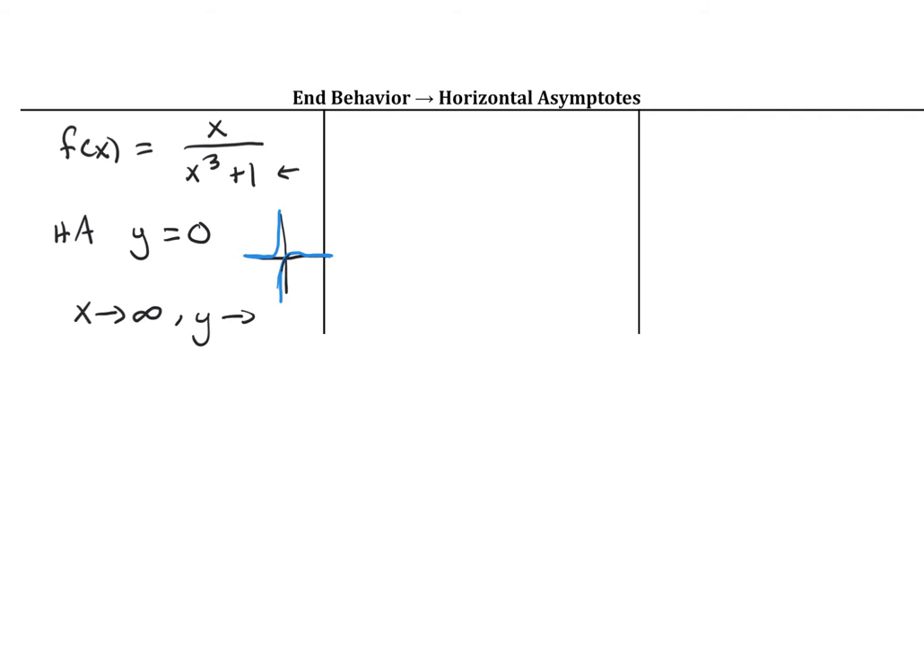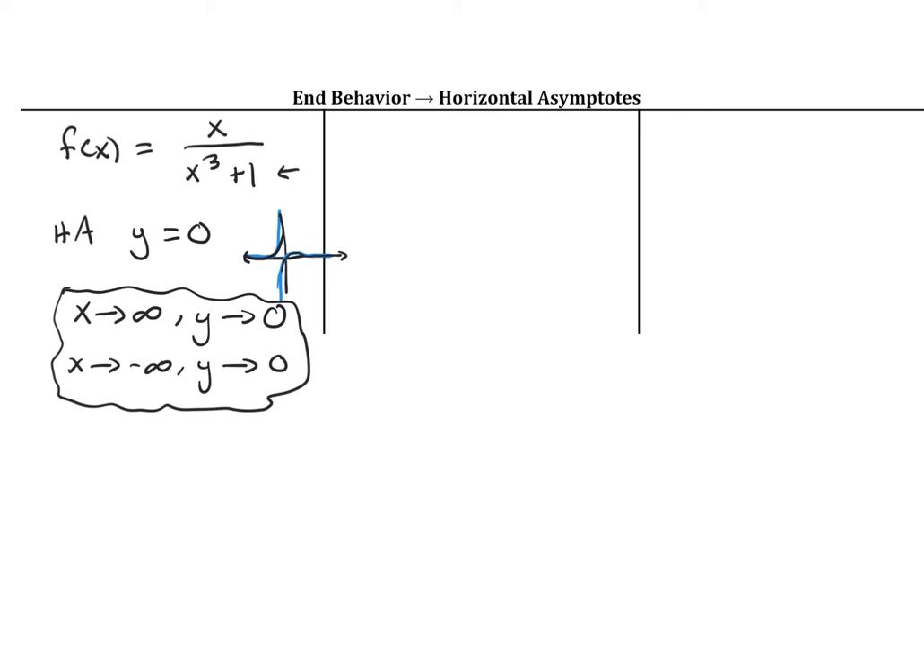As you are approaching infinity, the y values are approaching that asymptote at 0. And then what's happening at negative infinity? Y is also approaching 0. It's approaching 0 from the other side, but it's still approaching 0. This right here is how we are describing end behavior of functions. So here's our next function.